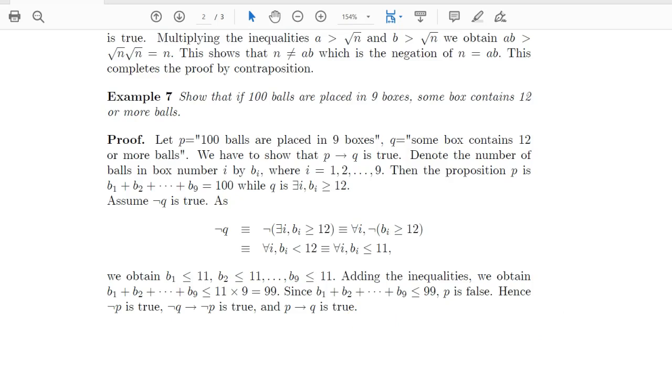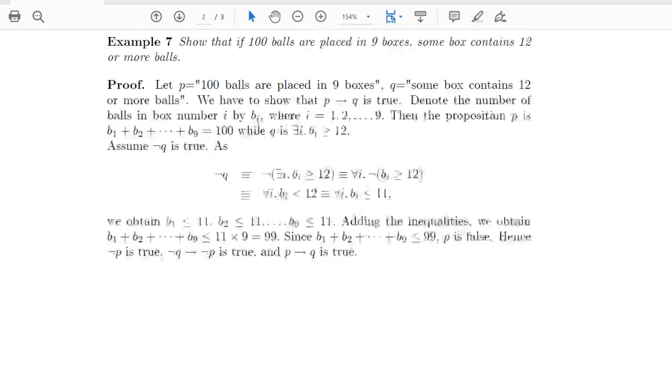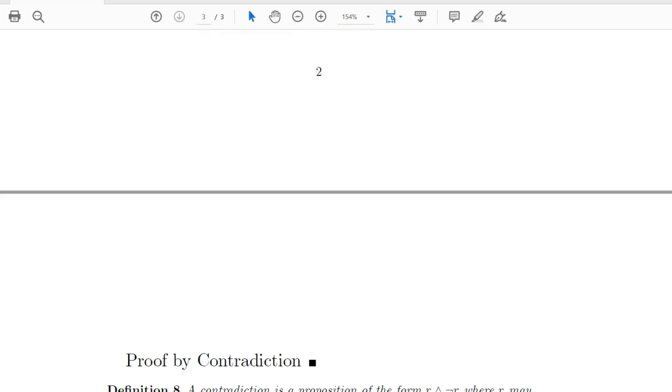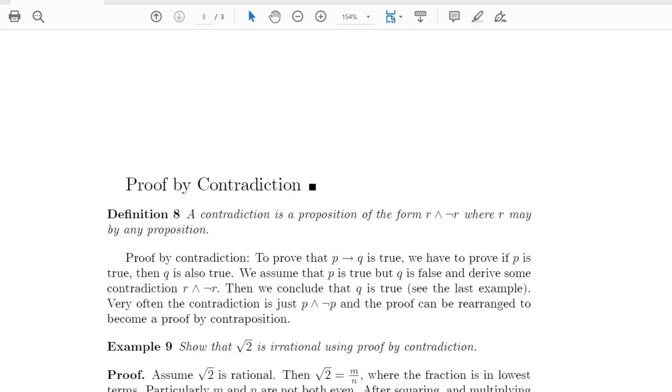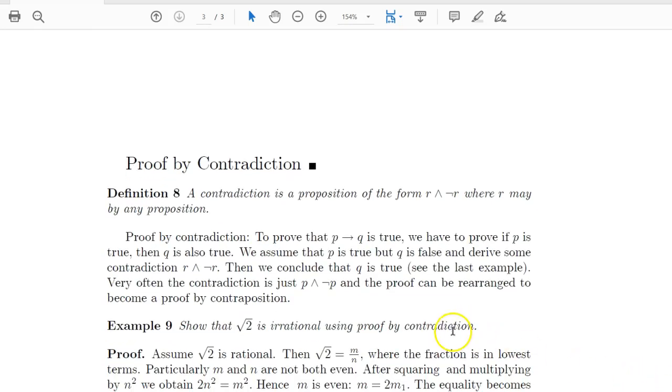Sometimes, as in this example, it is more convenient to use proof by contrapositive. In other examples, in other theorems, it is more convenient to use direct proof. Proof by contradiction. Definition: a contradiction is a proposition of the form R and not R, where R is some proposition. Any proposition may be selected here for R. If we can prove that R and not R is true, obviously, this cannot be true. That's why we have a contradiction.